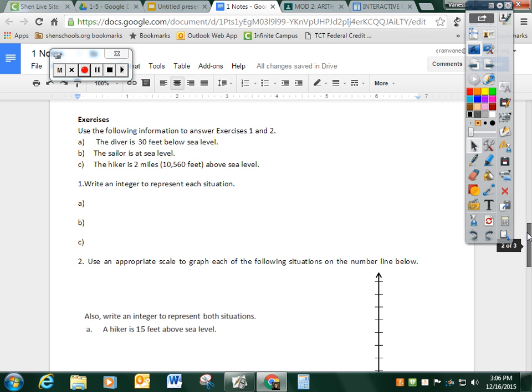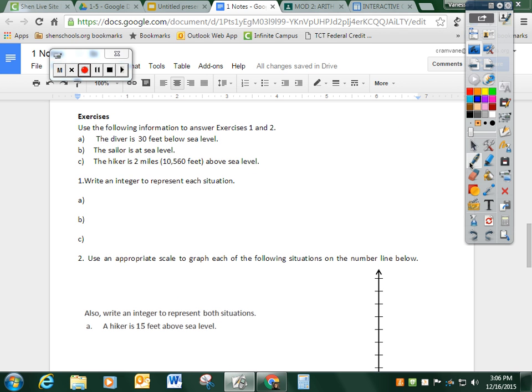Let me use this information to help me. Okay, the diver is 30 feet below 0. That is going to be -30. Okay. The sailor is at sea level. That neutral level is going to be 0.